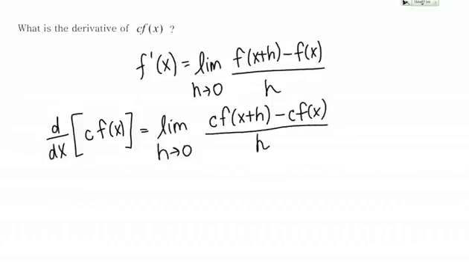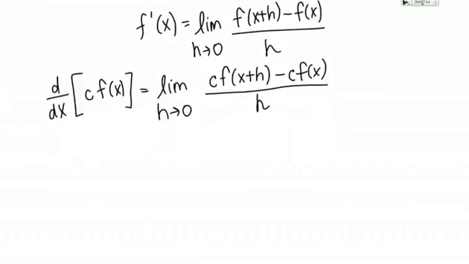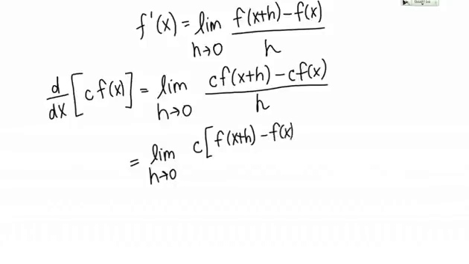Okay, so what's maybe something I could do to work with this? Well, I have a c in both factors in the numerator. So let's just try factoring out that c on top. So if I do that, I'm going to have c times the quantity f of x plus h minus f of x all over h.